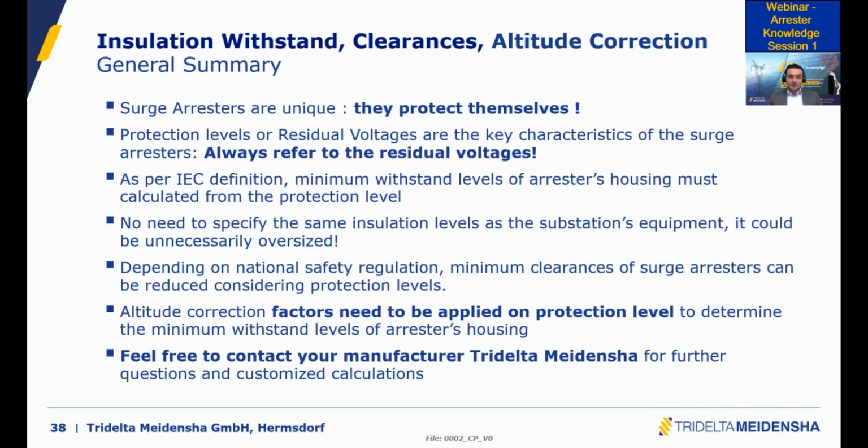So as per IEC definition, minimum withstand levels of arrestor housing must be calculated from the protection level. There is no need to specify the same insulation level as the substation equipment. It will make it oversized, it will make it more costly, and you could also face some physical constraints. Depending on national safety regulations, you have the possibility to reduce the clearances of the surge arresters, phase-to-ground clearances, or phase-to-phase clearances, considering the protection level.